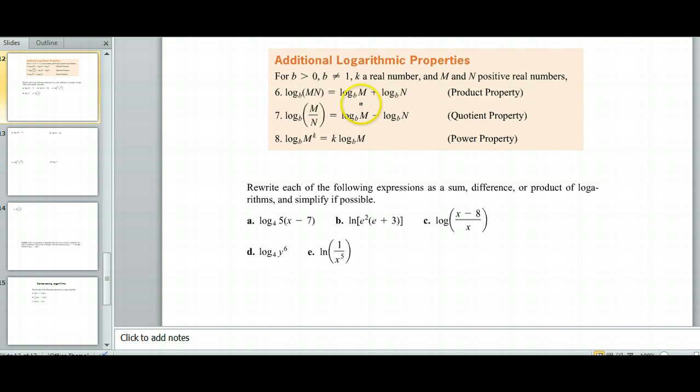So these are three very useful properties when we're dealing with solving equations and expanding these things, like we're going to do down here in this example. They want us to use these properties and rewrite these as a sum, difference, or product of logs and simplify where we can simplify. So we're going to use the first 5 properties along with these new 3 ones here.